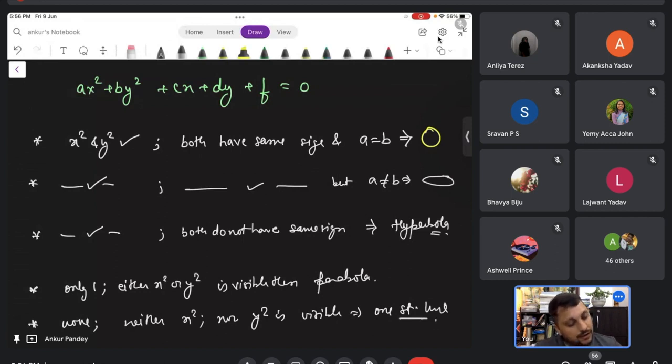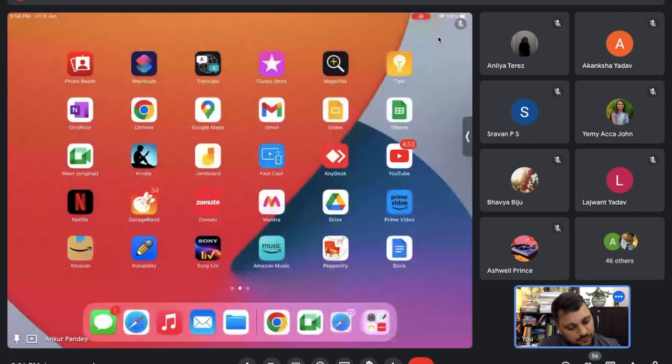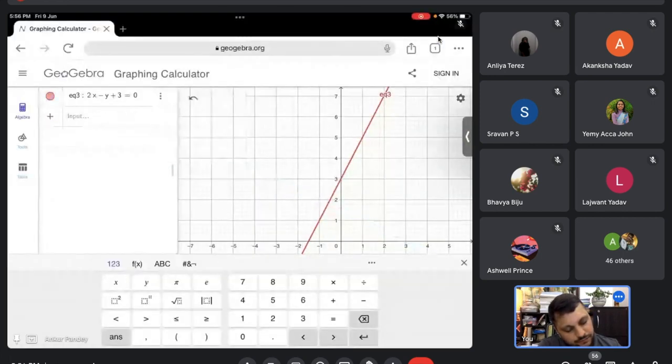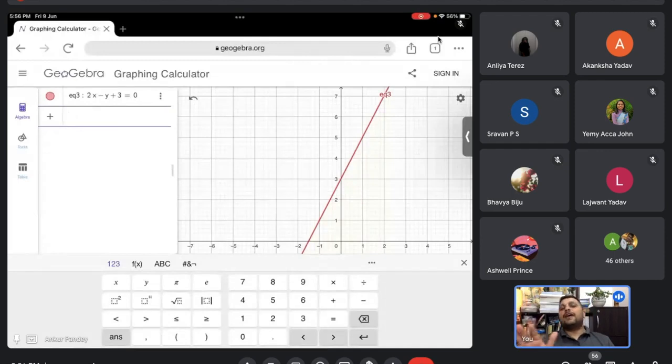Let us prove it. The first one I proved. Yes or no? Fifth one. See, neither x square nor y square is there. Visible straight line. Right or not?